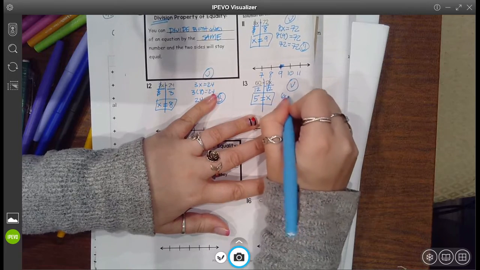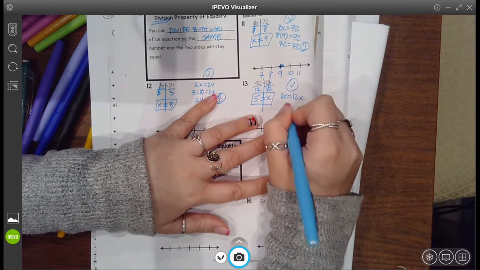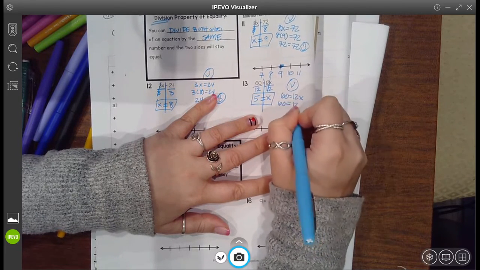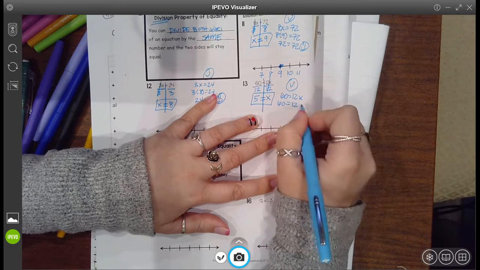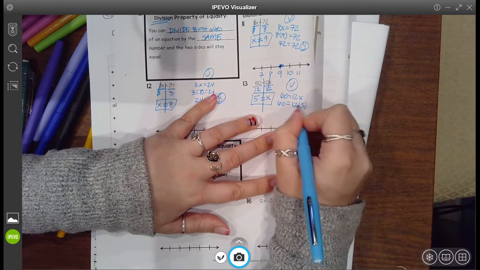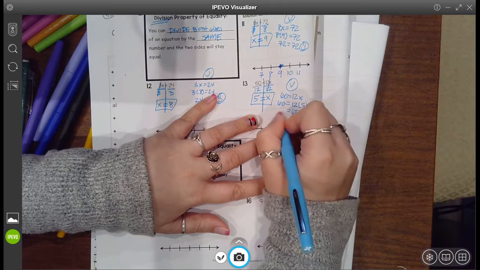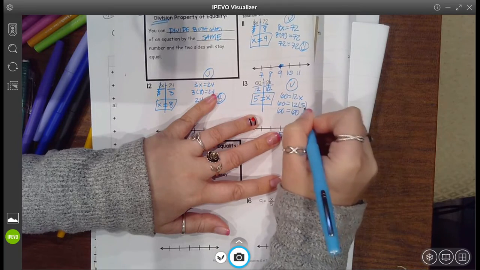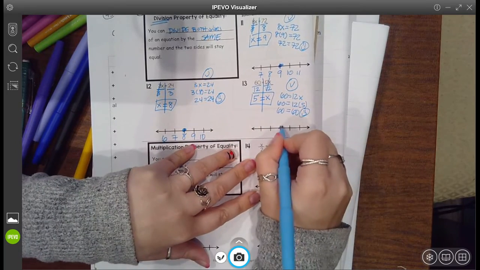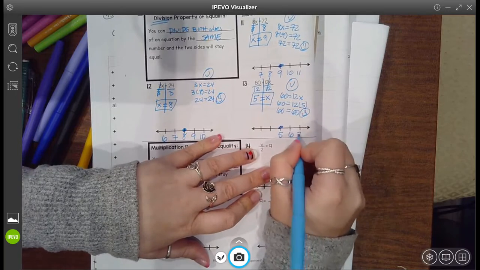Let's double check. Okay, I'm going to replace x with, I think it's 5. 12 times 5 is 60. Bring down my equals 60. Yes, that is a true statement, so 5 was the correct answer.